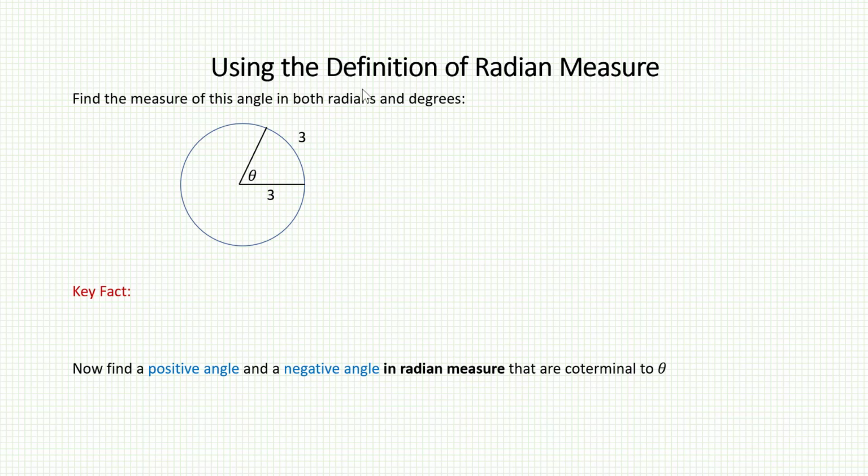Well, I think we better start then with radian measure, because this fits our definition wonderfully. We know that the radian measure of an angle is simply the ratio of the arc length to the radius. That would be 3 divided by 3, in other words, 1. This angle measures 1 radian.